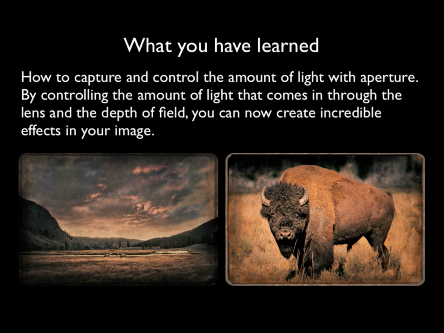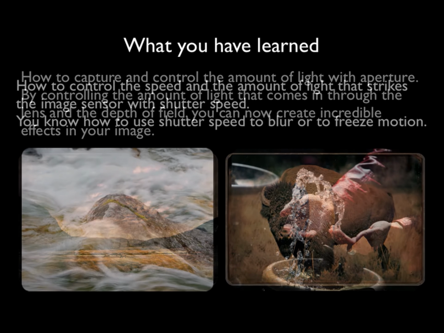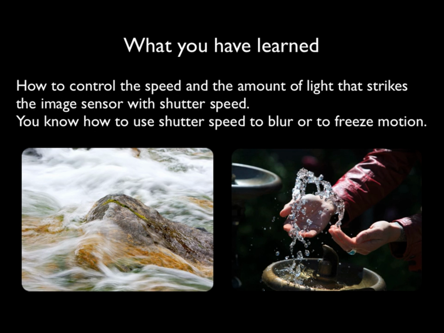How to capture and control the amount of light with aperture. By controlling the amount of light that comes in through the lens and the depth of field, you can now create incredible effects in your image. How to control the speed and the amount of light that strikes the image sensor with shutter speed. You know how to use shutter speed to blur or to freeze motion.